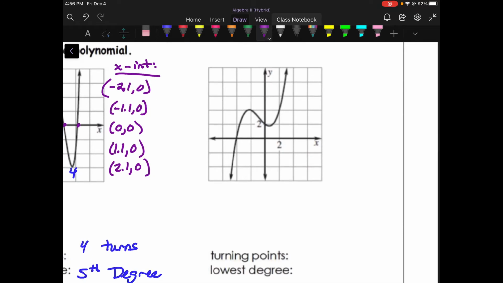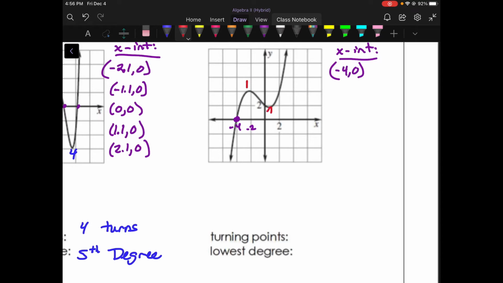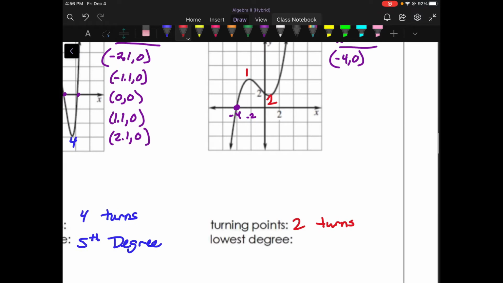So here's my x-intercepts list. It looks like we crossed the x-axis here at, if we're going by 2's here, this would be negative 2, negative 4. So we'll go negative 4 comma 0. And that's the only time I cross the x-axis, so that is my only x-intercept. There are 2 turns, which would make my lowest degree third. Third degree would be the lowest it could be.